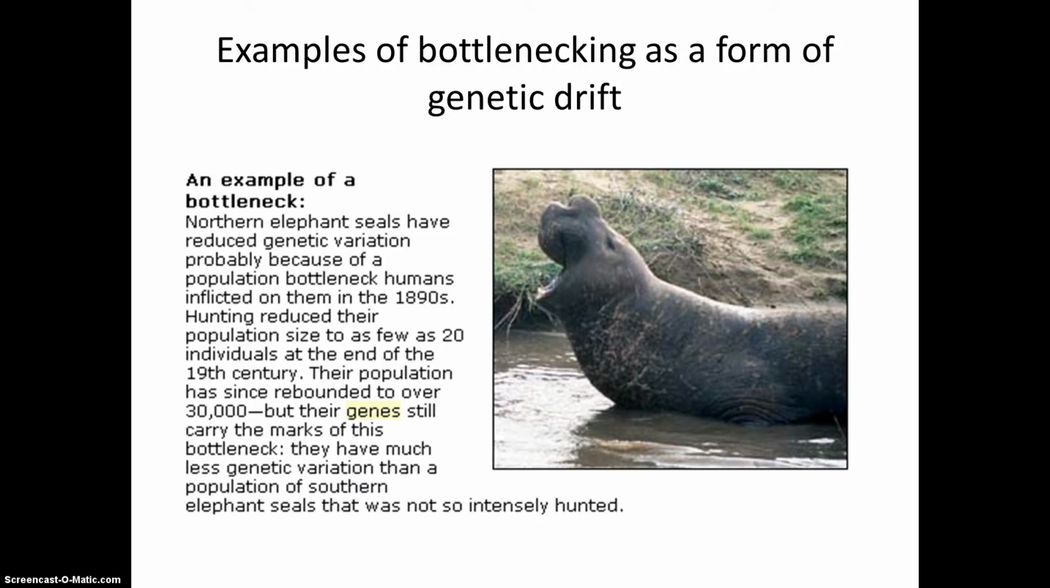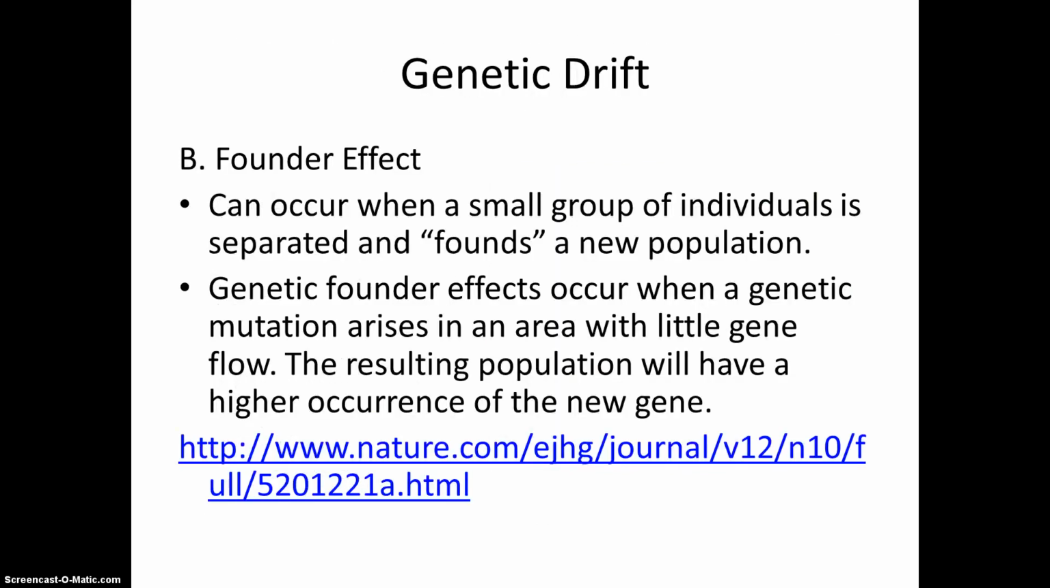In contrast, the southern elephant seal is much more variable in its genetic composition because it did not go through this big bottleneck event. The second form of genetic drift is called the founder effect.